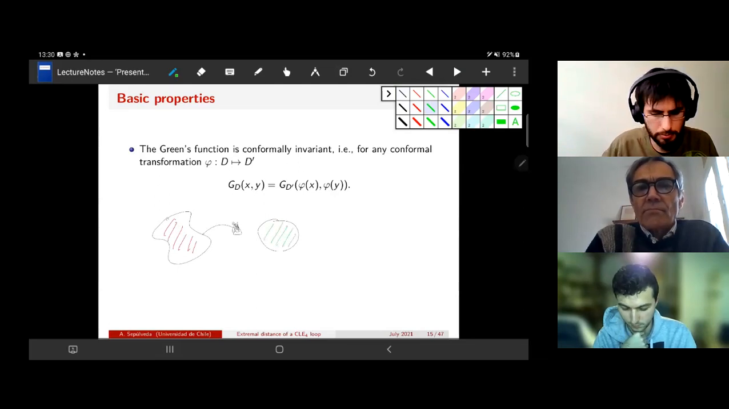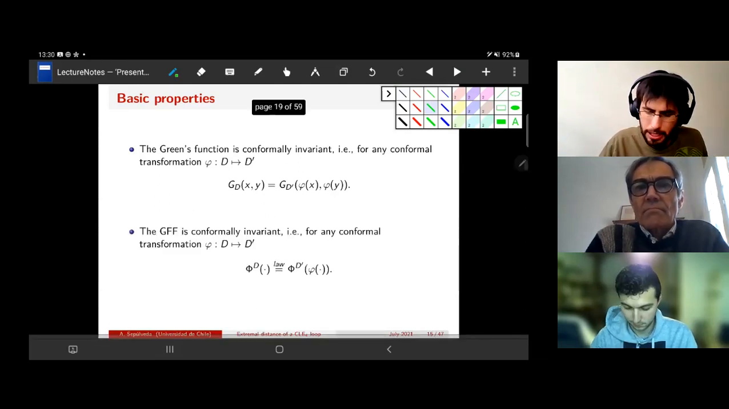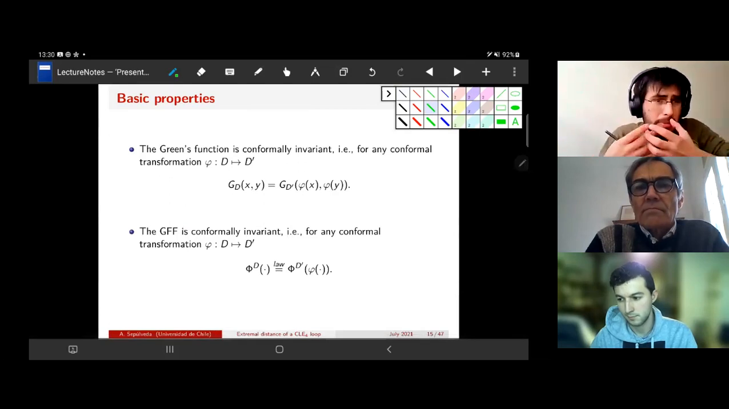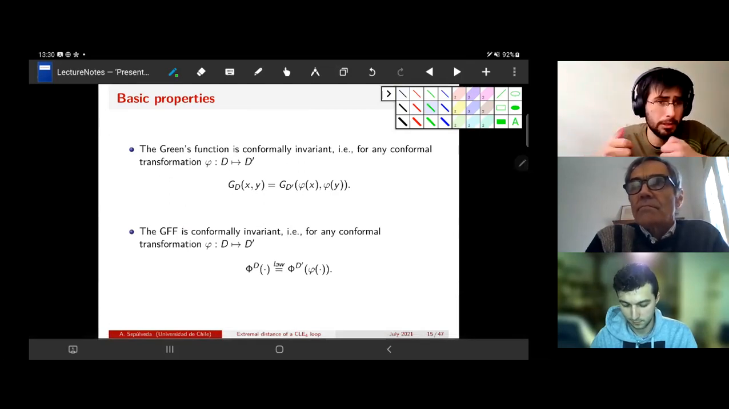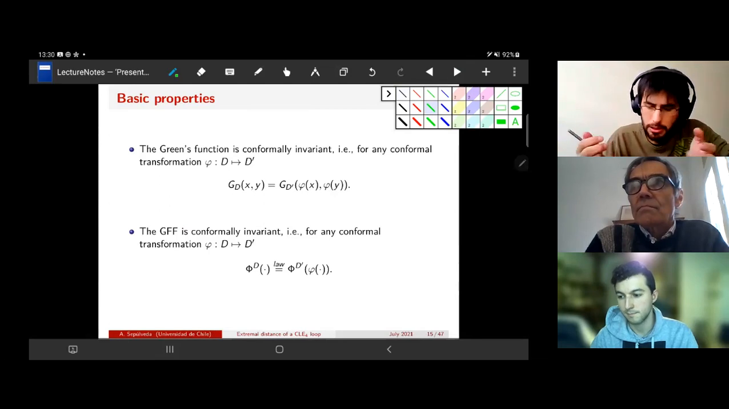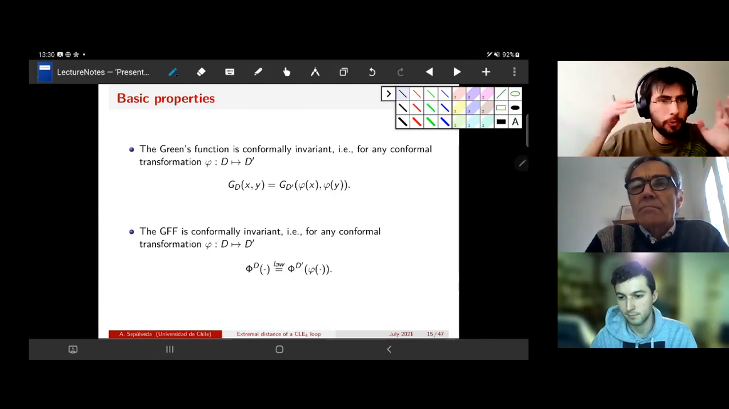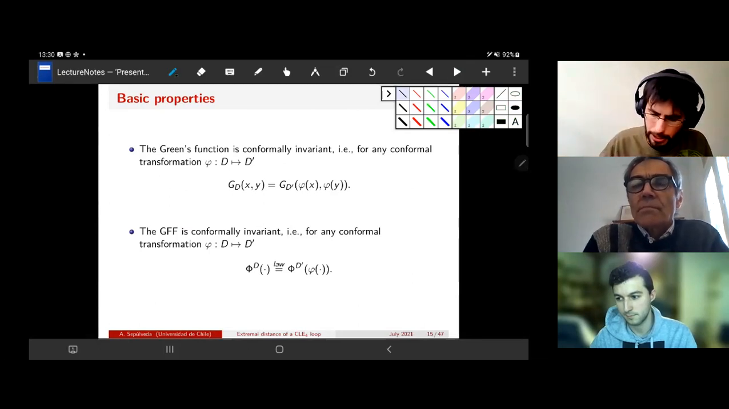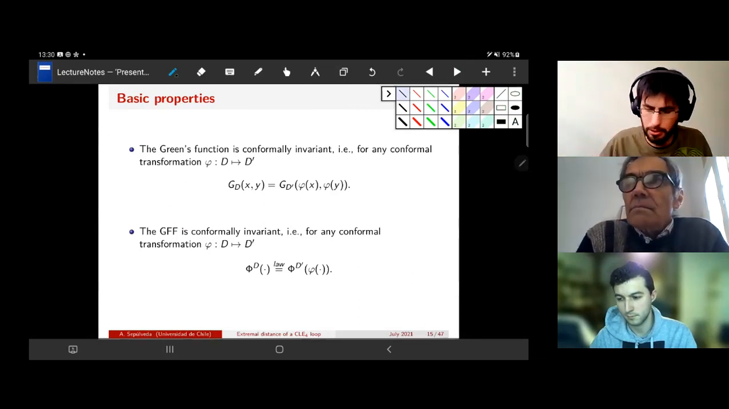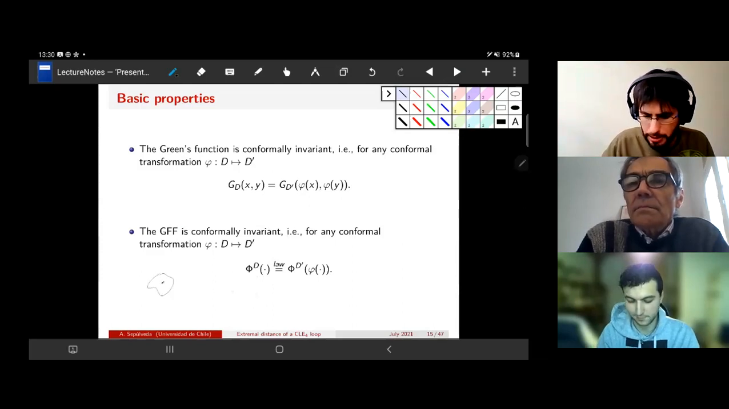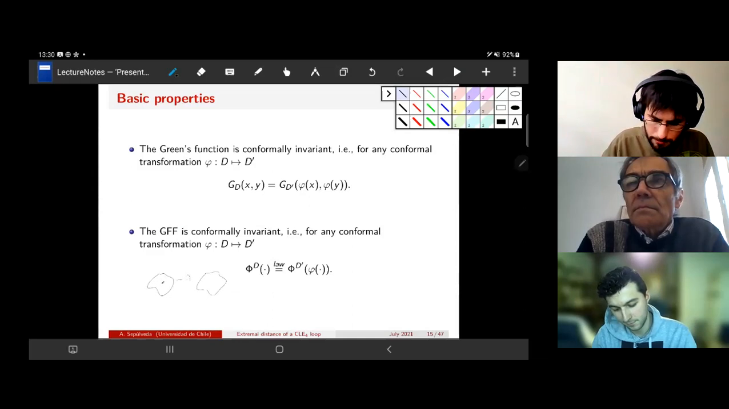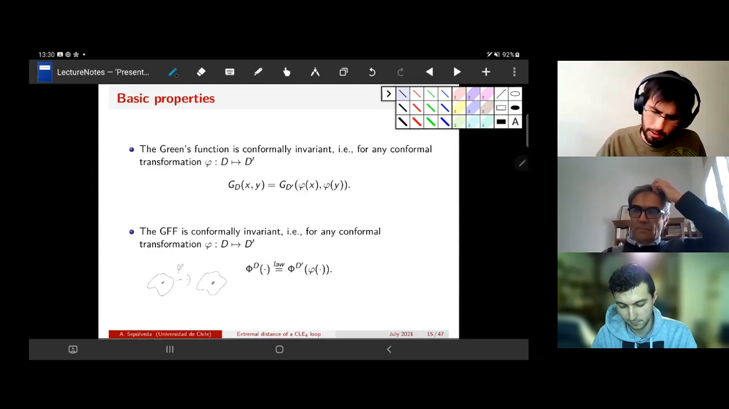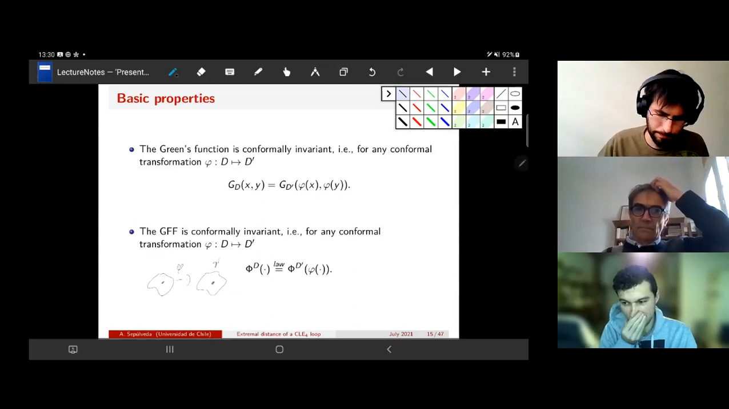And what does this mean for the Gaussian free field? It means that the Gaussian free field is conformally invariant in law, in a way. So if one could define the pointwise value of the Gaussian free field, the law of the value of a Gaussian free field in a domain D at a given point is equal to the law of the value of the Gaussian free field at a given point, let's say, for the domain D prime.